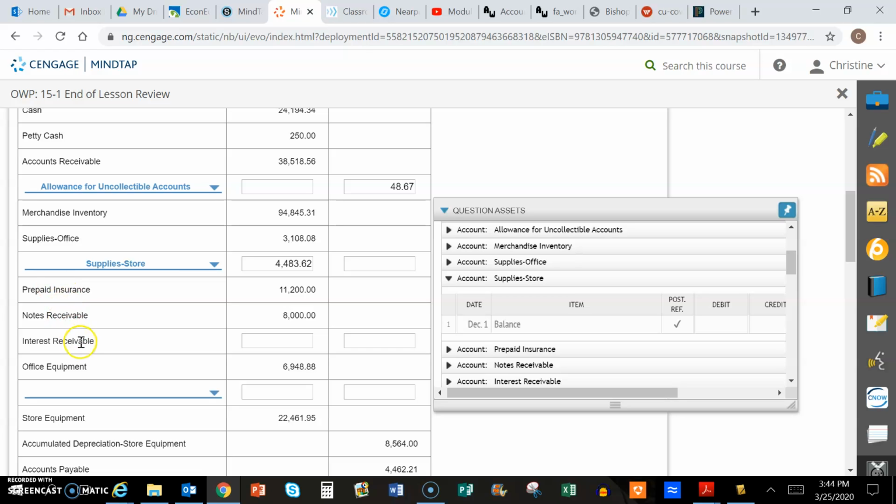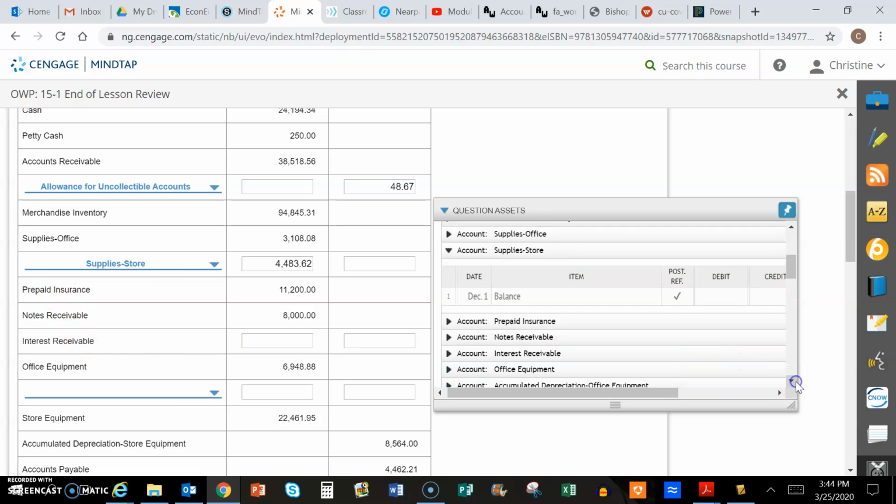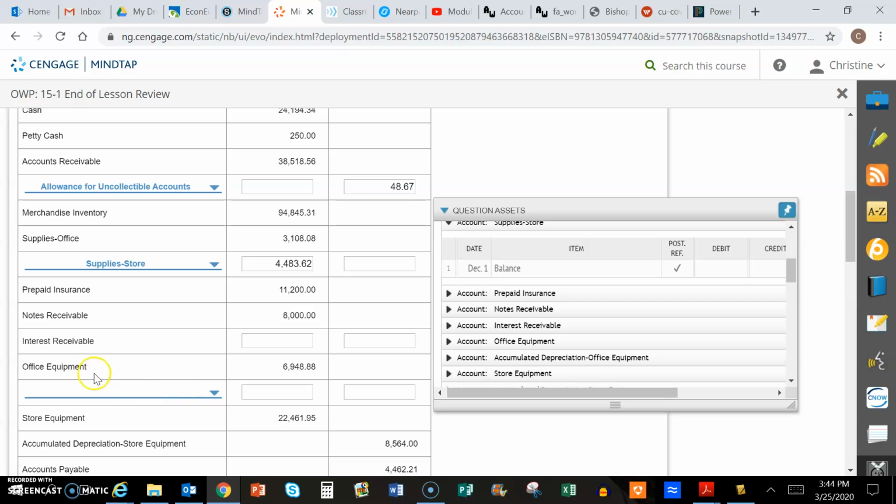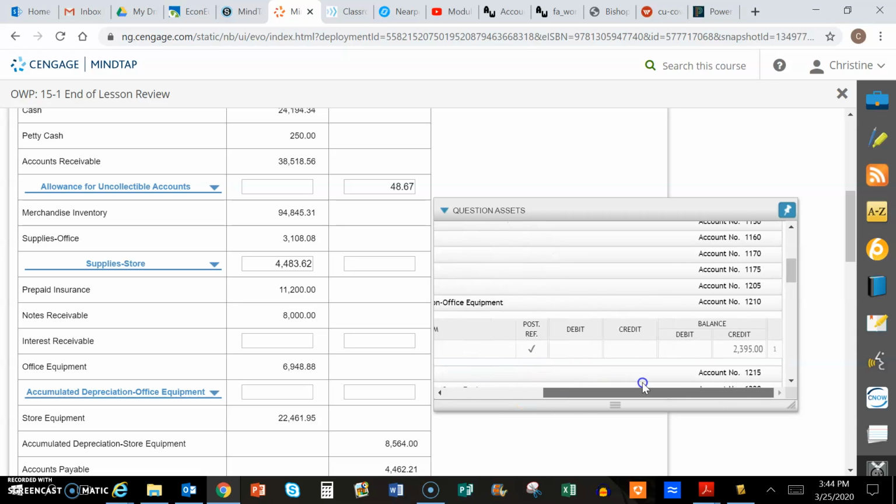Then we'll keep scrolling. We have prepaid insurance, notes receivable, interest receivable, office equipment. Under office equipment, you have accumulated depreciation, office equipment. That's a contra asset account, so this will show up when we do Chapter 16 with our financial statements. For now, this just goes against that. Your office equipment is always valued at what you bought it for, and the accumulated depreciation will bring it down to its real value. Accumulated depreciation is a contra asset, so it should have a credit balance. There we go, $2,395.